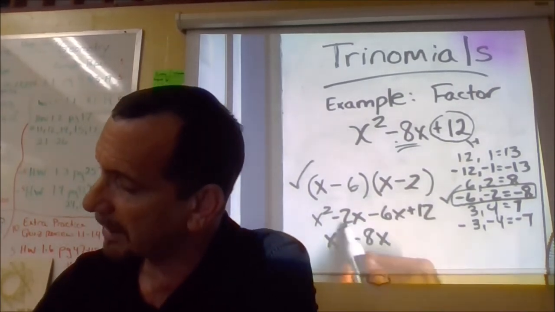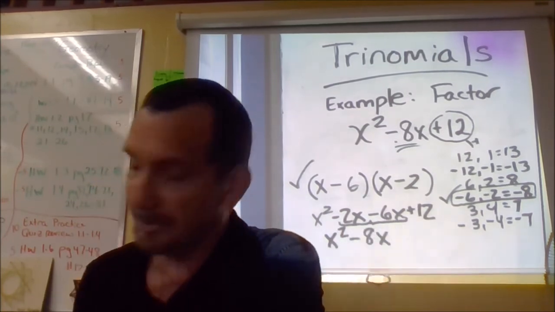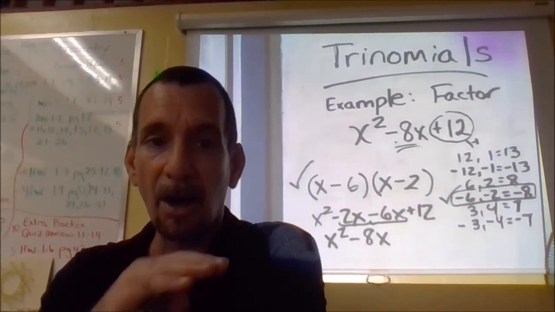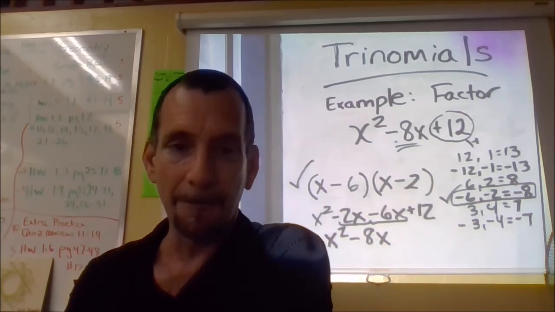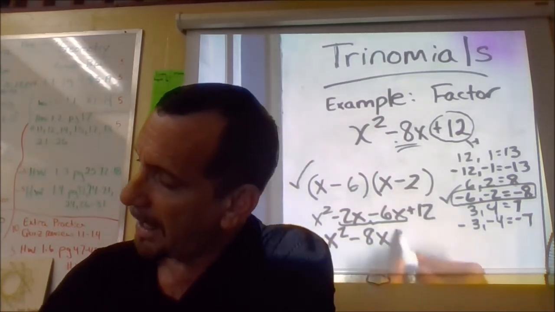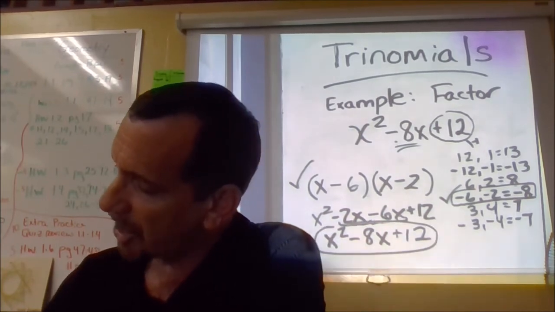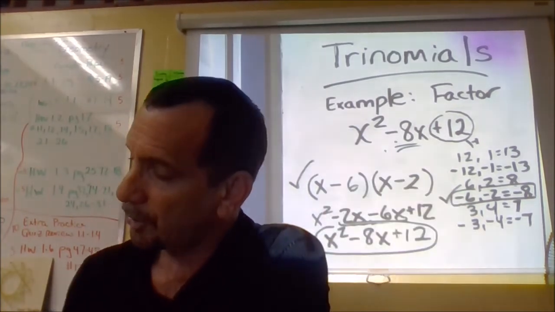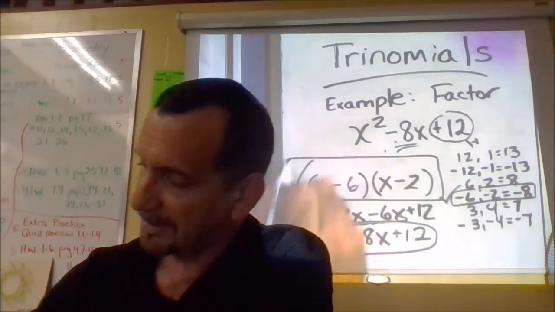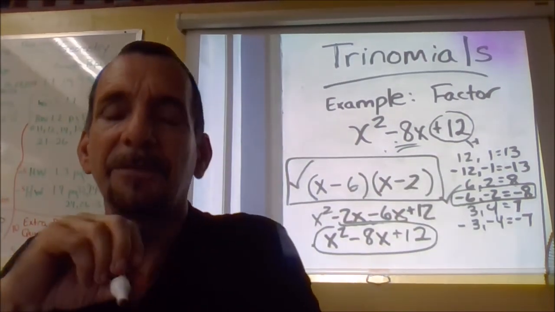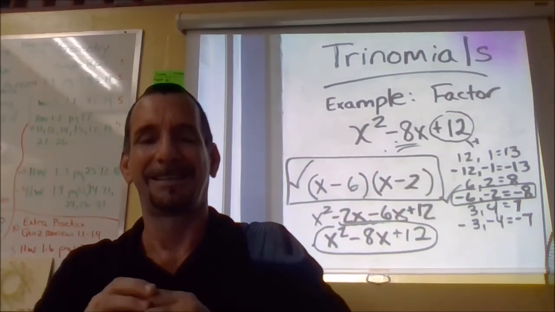Minus 8x because we combine those 2 middle terms, which usually always works out to get us a B term, and plus 12. There's my check, the original problem, but this is my answer. That's the trinomial factor. And we're done.